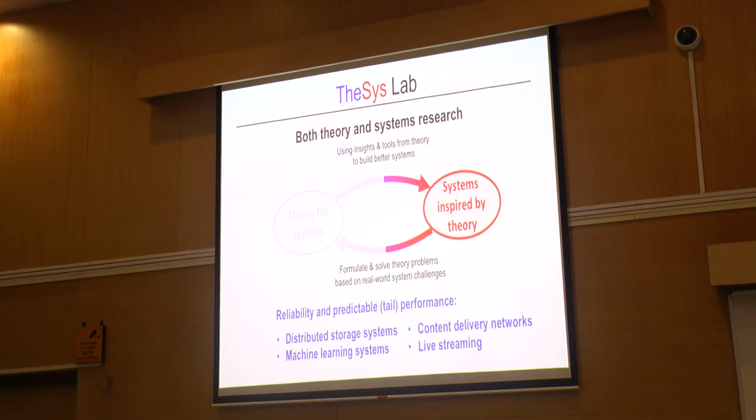And on the system side, basically we're looking at reliability and performance, especially better tail performance, which again needs resilience, in a variety of different systems. One is in distributed data storage systems, which I'll talk about today in the first half of the tutorial, and also in machine learning systems, which I'll cover a little bit in the second part of the tutorial. And some things that I will not be covering today, but we are actively working on, is in content distribution networks and live video streaming.